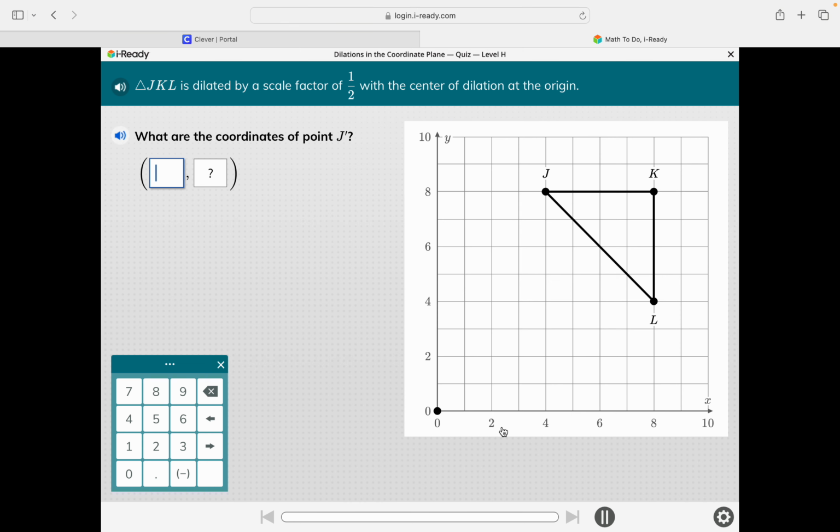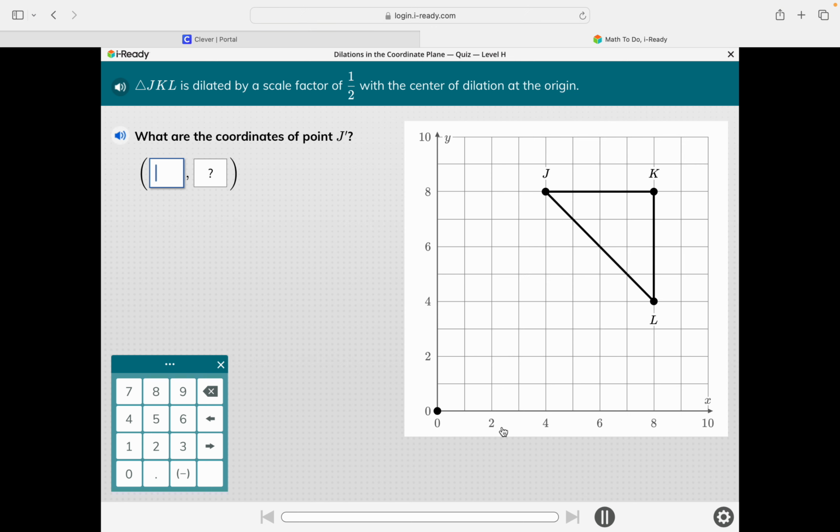Now find the J, and then we can find the J prime. Tell me J. J was plus 4, right? Plus 4, and then going up 8. So what is the scale factor? How to make J prime? Times by 1/2.